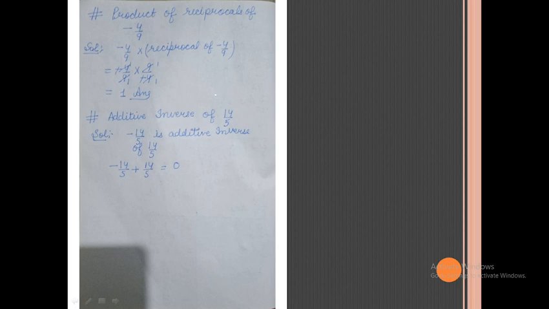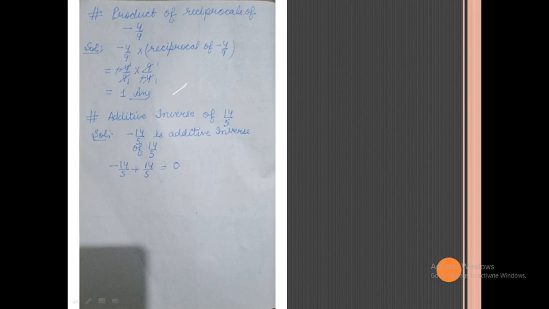How to calculate the product of reciprocal of minus 4 by 9? First of all, write minus 4 by 9 multiply reciprocal of minus 4 by 9. Reciprocal means reverse the value. Minus 4 by 9 multiply 9 by minus 4. After the cutting we get 1 as the answer.